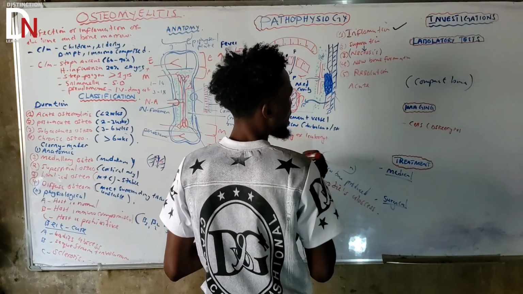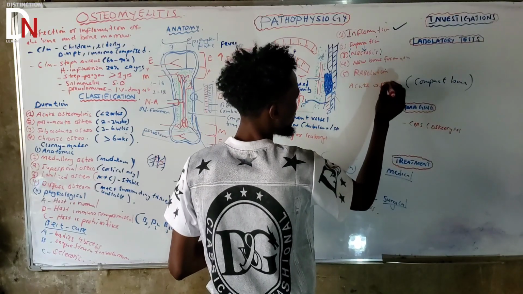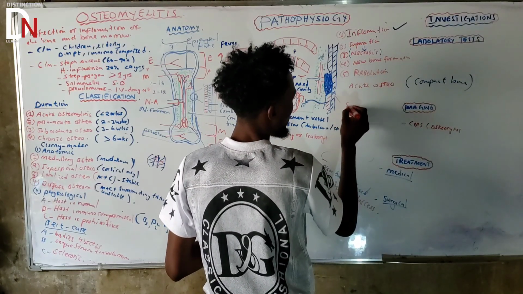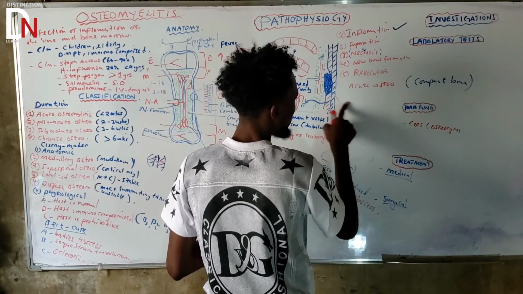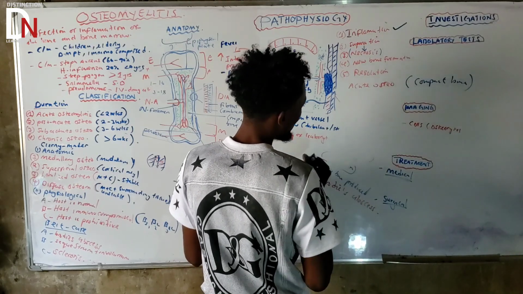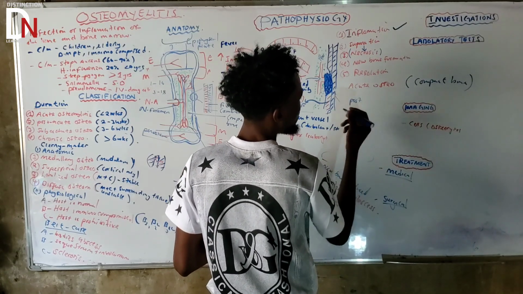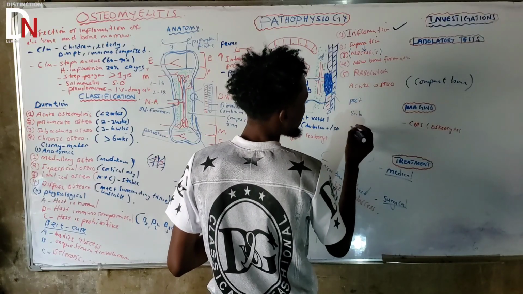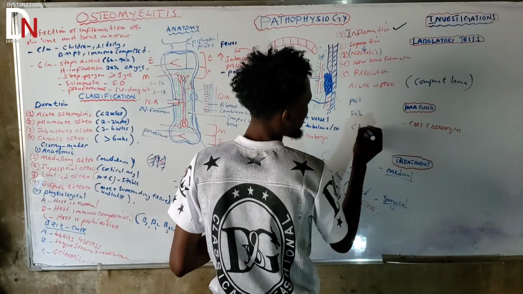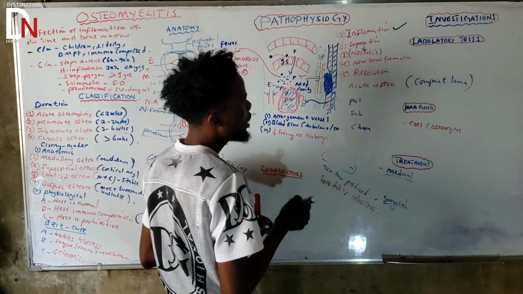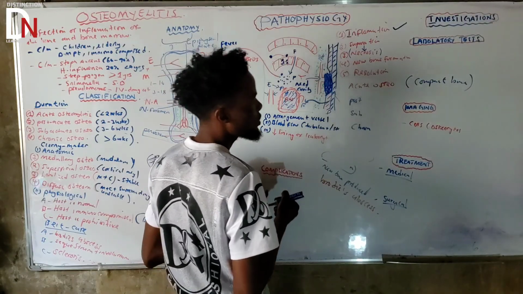So what can you see under acute osteomyelitis? Subacute, or I mean post-acute, what can you see there? And also what can you see under chronic? Okay, very important part, because you are going to be assessed on that.